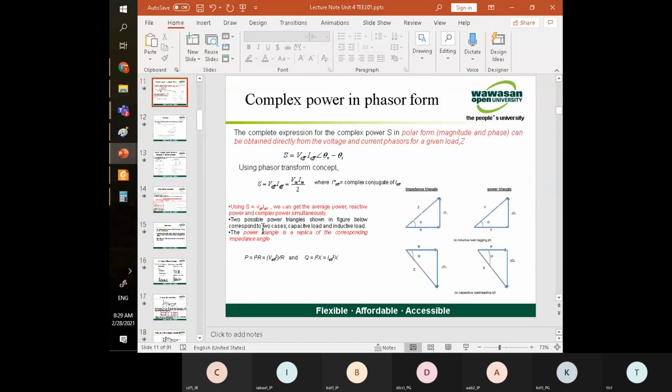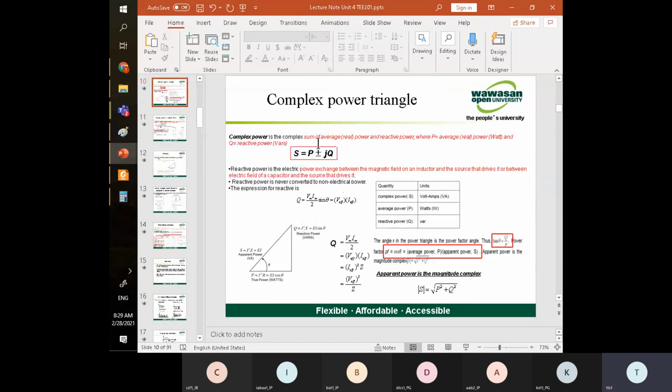So for this slide, you just need to know what is the meaning of this S equals P plus jQ. You need to know why we use something like this to represent a system power. So S is the power, P is also power, and Q is also another form of power. This is something to do with the phasor, actually with the power factor.